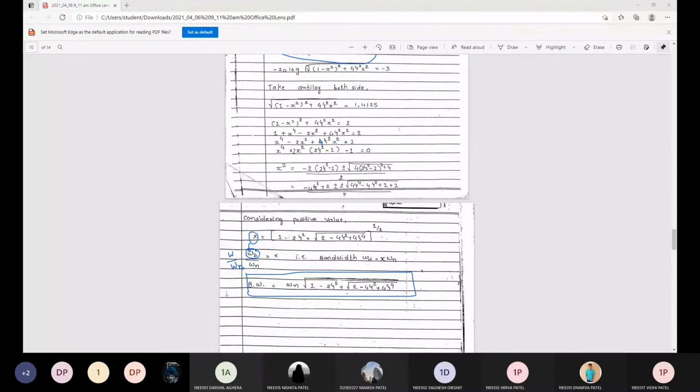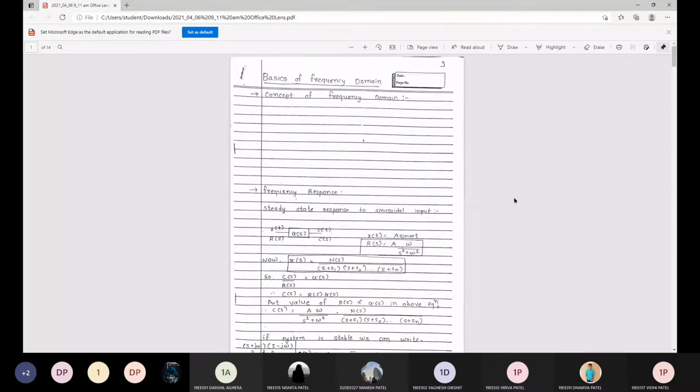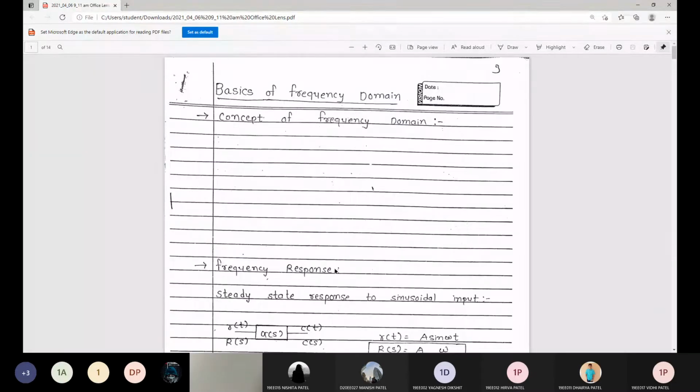So quickly go through whatever we have done yesterday. We have gone through the concept of the basics of frequency domain. I think the PPT is on, and the PDF you are able to see.